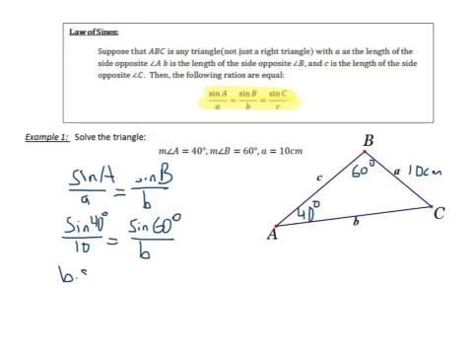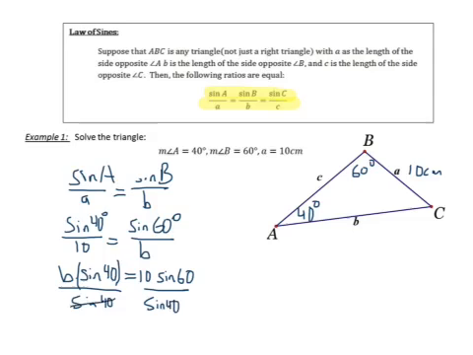So we have b times the sine of 40, which is equal to 10 times the sine of 60. Whatever the sine of 60 is. Once again, sine of 40 is just some decimal value. So we have b times some decimal value. So we want to solve this equation, so we divide by the sine of 40. And these cancel. And that leaves us with b is equal to 10 times the sine of 60 divided by the sine of 40.